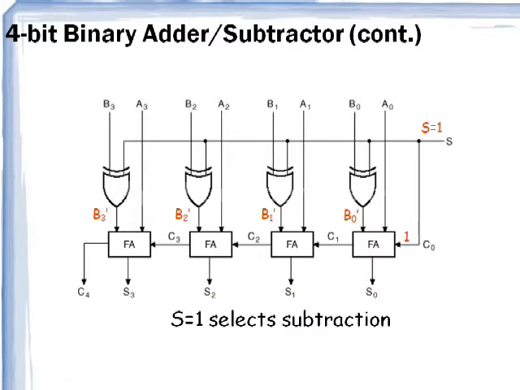Now let us see if you are applying S equals 1, now this circuit will be acting as a subtractor. Why? Because C in is 1, and as you are giving 1 to one of the inputs of the XOR gate, the output is the complement of the given input. Therefore here you'll get B0 complement, B1 complement, B2 complement as well as B3 complement. Now if I take this full adder, it performs addition between A0 plus B0 complement plus 1. This is how this particular circuit will be acting as a subtractor.